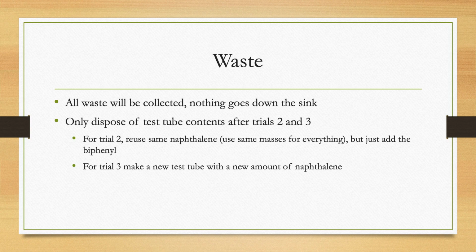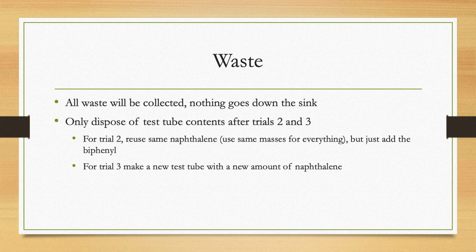But there are a couple things to keep in mind as you get ready to dispose of your waste. You're only going to be getting rid of the materials from the test tube after trials 2 and 3. For trial 2, you're actually just using all the naphthalene you used in trial 1. All you're going to do is remelt it all, and now we're going to add some of that biphenyl to it, and then just repeat the process. And then after trial 2, you'll dispose the contents of your test tube, probably get a new test tube, and then get new naphthalene, and then you're going to do part 3 of the experiment.